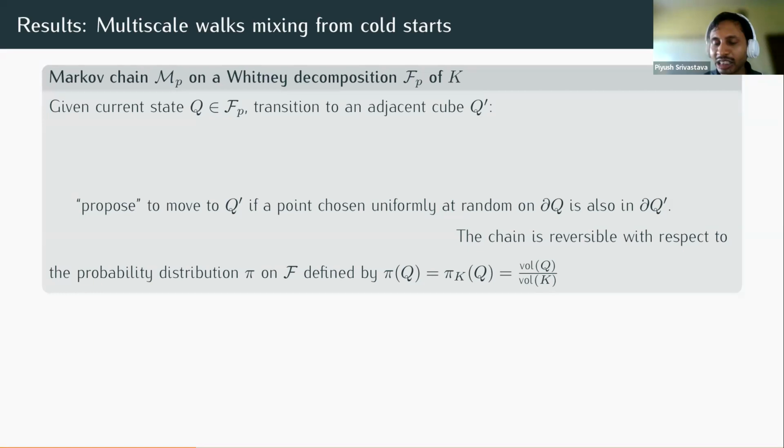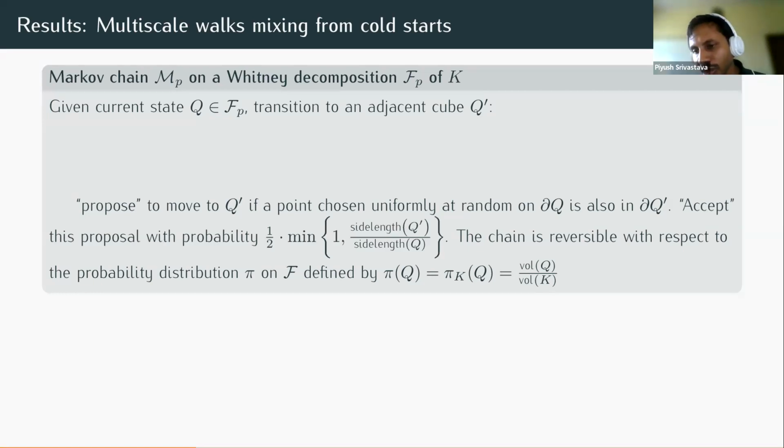And we just do an accept-reject step now. So our proposal is to move to this cube. We picked a point uniformly at random on the surface that suggests the neighboring cube to move to, and we accept that proposal with a Metropolis filter where the probability of acceptance is proportional to the ratio of the side lengths. So if the side length of the target cube is bigger, then we just move, up to probability half. The half is for laziness.